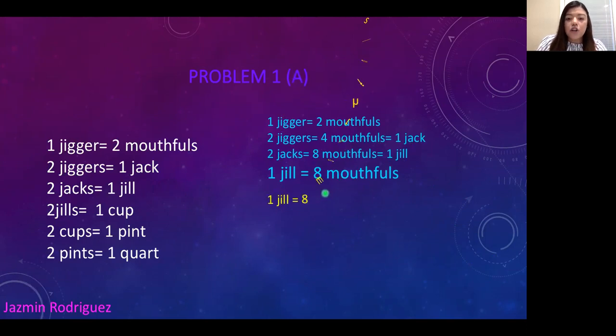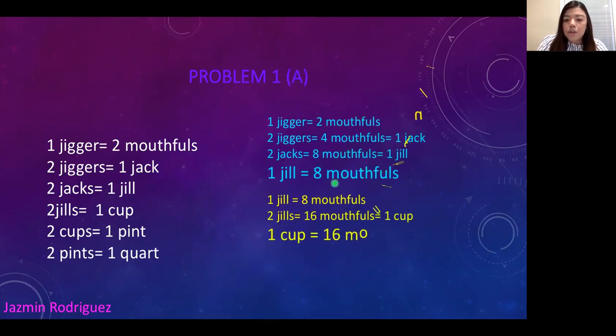Now we'll determine how many mouthfuls are in a cup. Well, we just determined that there is 8 mouthfuls in a gill, correct? So we'll double the number of gills to 2, which will also double our number of mouthfuls to 16. So 2 gills is equal to 16 mouthfuls, which is the same thing as 1 cup. And we have that 1 cup is equal to 16 mouthfuls.